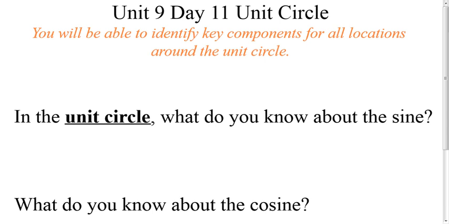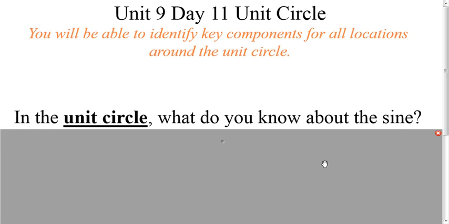So in our previous lessons, we've been talking a lot about right triangles and our trigonometric ratios: sine, cosine, and tangent. We took them from just the coordinate plane and started looking at rotating and reflecting and building the unit circle. So again, just to remind ourselves, in the unit circle, we want to ask ourselves, what do we know about the sine? What do we know about the cosine? What do we know about the tangent? And that's going back to the definitions that we had for each of those.